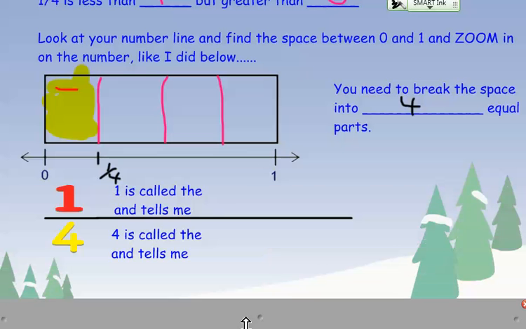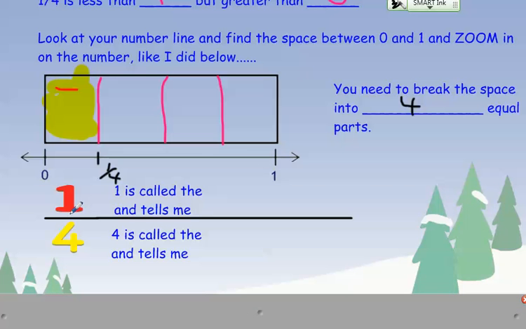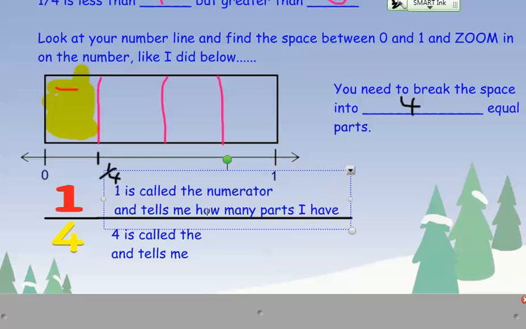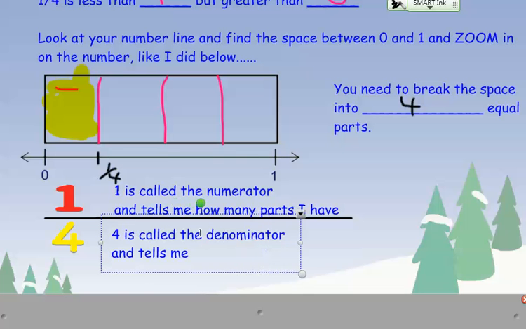Okay? So in this problem, 1 is called the what? 1 is called the numerator. And it tells me how many parts I have. 4 is called the what? Yep, denominator. And it tells me what? What does that 4 tell me? It tells me how many pieces to cut my whole.